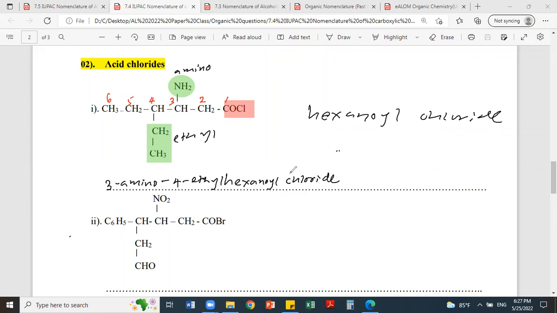Then number 2. Can you try the next one before me? Number 2. So you can go like ethanoyl chloride, methanoyl chloride, propanoyl chloride, like that.